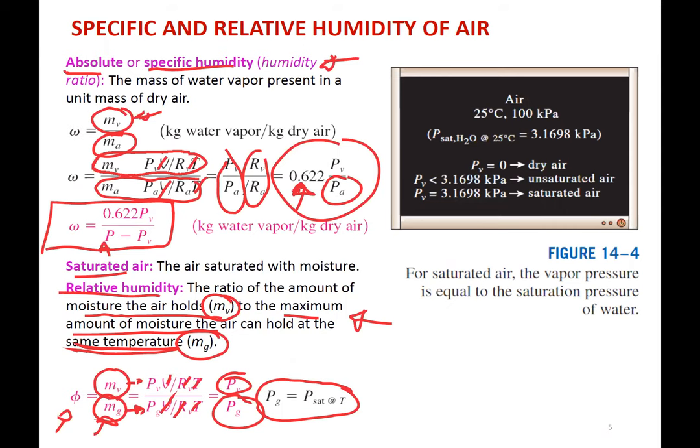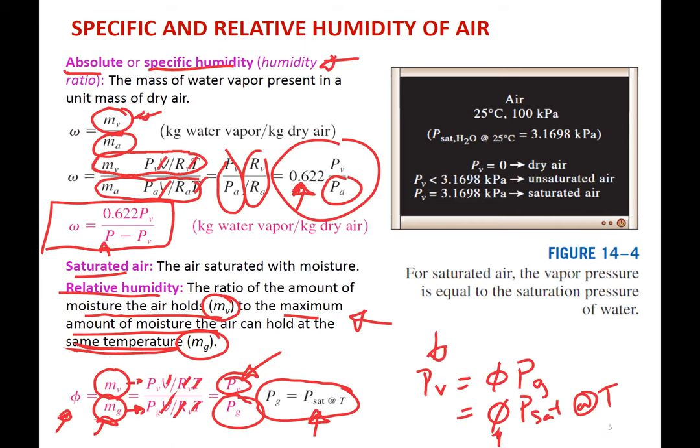So by utilizing relative humidity and just looking up in the table the saturation pressure at a given temperature, we can know what the actual partial pressure of the water vapor is, right? So if we rearrange this, if we know it's 20 degrees Celsius, we can go look up our saturation pressure at that. We want 50% relative humidity, so we put in 0.5 here, and then we have our actual calculated partial pressure of the water vapor. Okay. We can then use that up here if we wanted to.